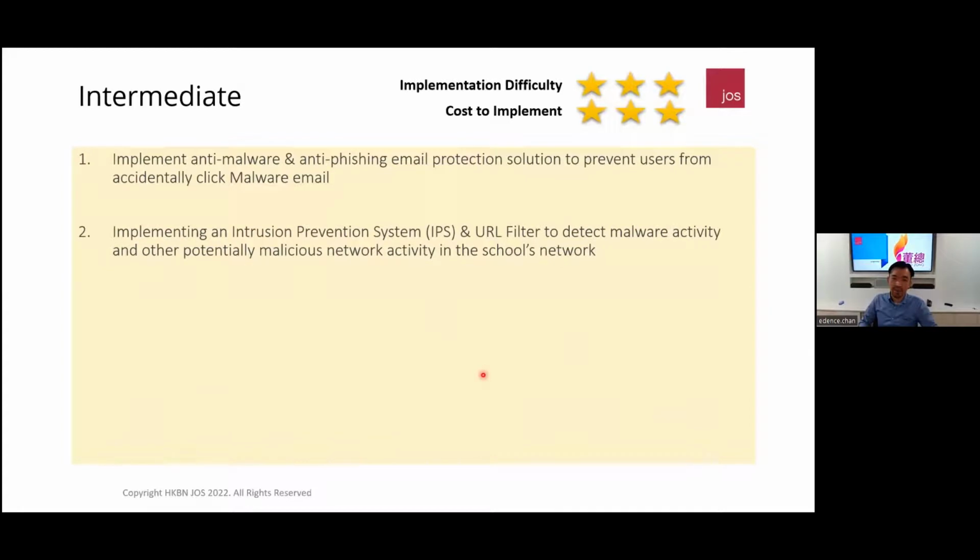Okay, the second point, we need to implement IPS, or intrusion prevention system, or the URL filter, to prevent malware going in and out of our network. Usually we implement this through the firewall system. So you should always choose a good firewall to implement this. Sometimes we have to understand that we need to make a balance between cost and function. But it's actually worth implementing a reputable firewall solution that can help protect your system on both inbound and outbound security.